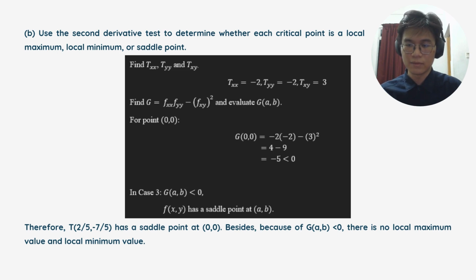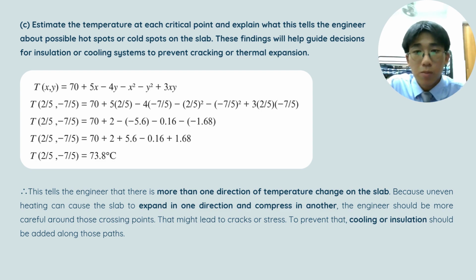For the last question, estimate the temperature at each critical point and explain what this tells the engineer about possible hot spots and cold spots on the slab. For the critical point we found in question A, which is 2/5 and negative 7/5, we substitute into the equation and get 73.8 degrees Celsius.